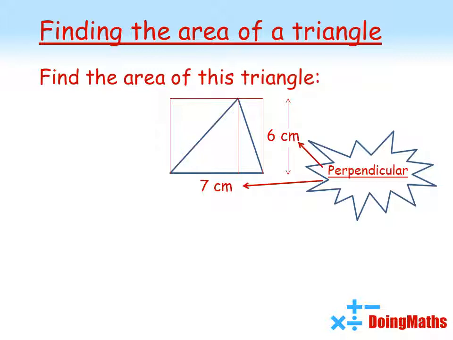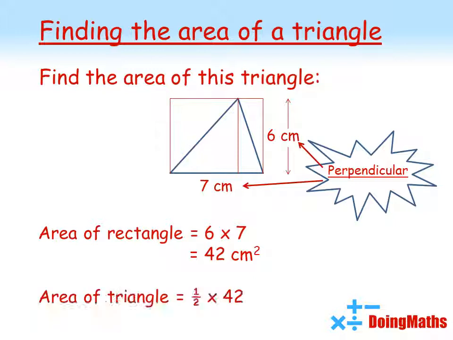So the same thing is going to work. The area of the rectangle is 6 times 7, which is 42 square centimetres. So the triangle is half of this, which is 21 square centimetres.